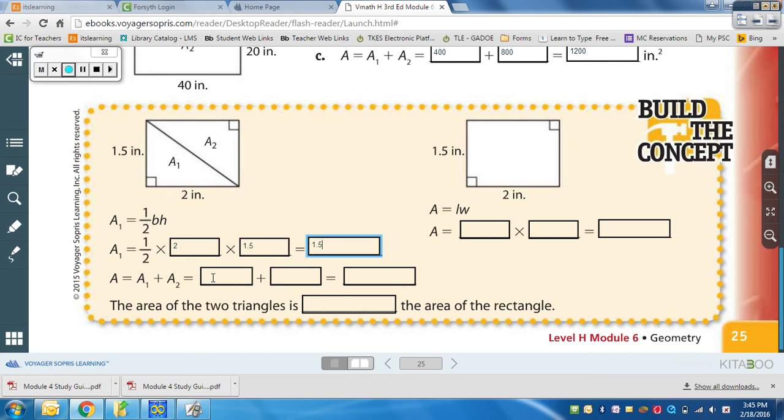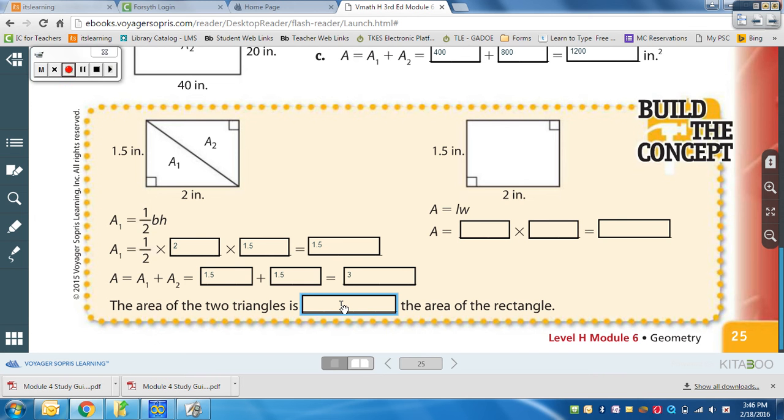So now let's take a look at the next triangle. What is the area of A2? Well, they're congruent triangles, aren't they? They have the same height. They have the same base. So again, it is 1/2 times 2 times 1.5, which is indeed 1.5. So we add both of those together, 1.5 plus 1.5, and the area of our rectangle is 3 inches squared.